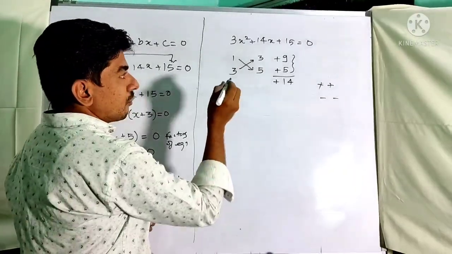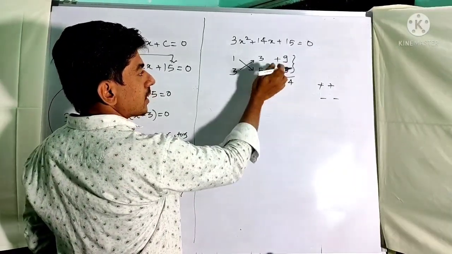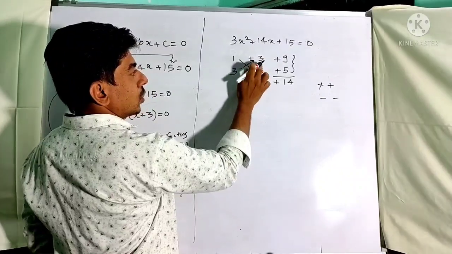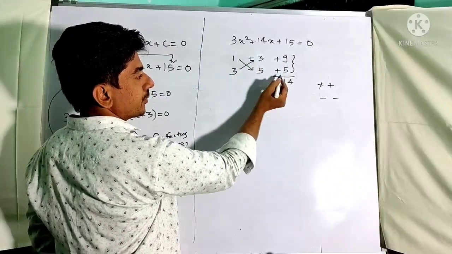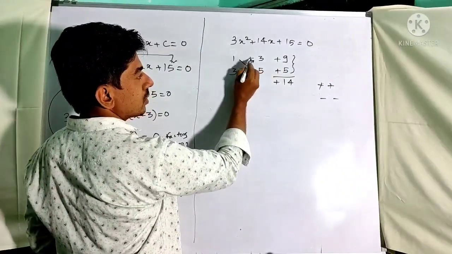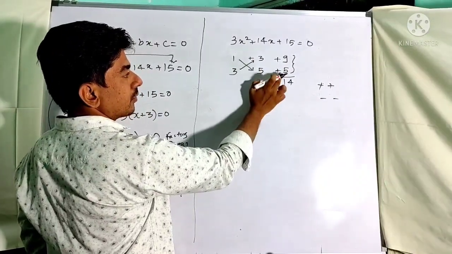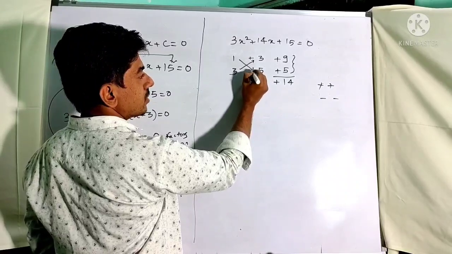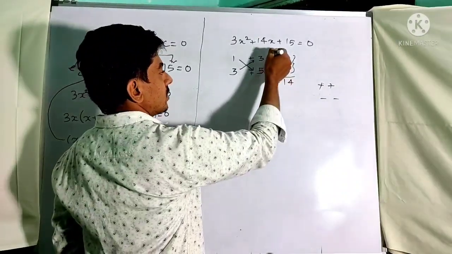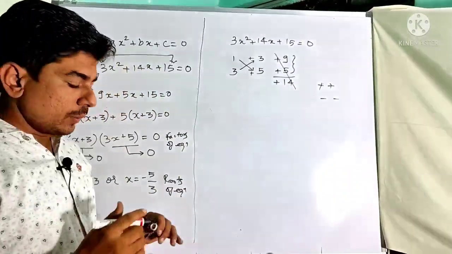Then what we do, we shift this sign here to the left side. Here the sign is plus, so we shifted the sign here. Here also the sign is plus, we shifted it here. That's completed.